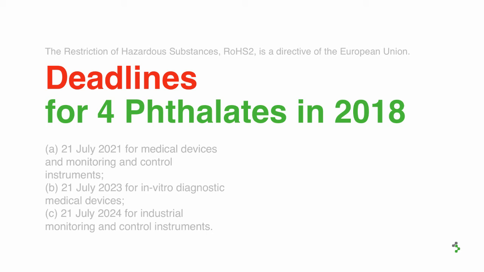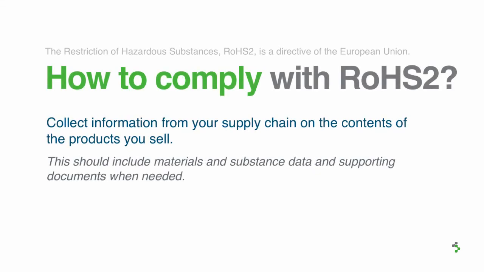Key dates for expiring references are July 21, 2021 for medical devices, monitoring, and control instruments, July 21st, 2023 for in vitro diagnostic medical devices, and July 21st, 2024 for industrial monitoring and control instruments. RoHS2 is continuously evolving and full of amendments. This means deadlines fluctuate and expire, which can make compliance very confusing.